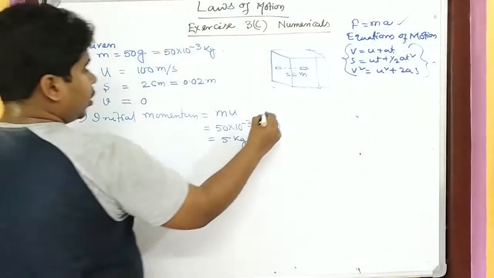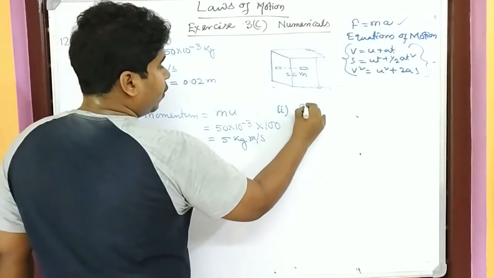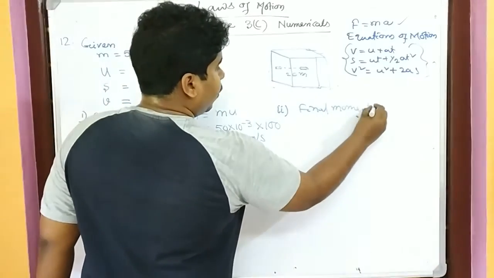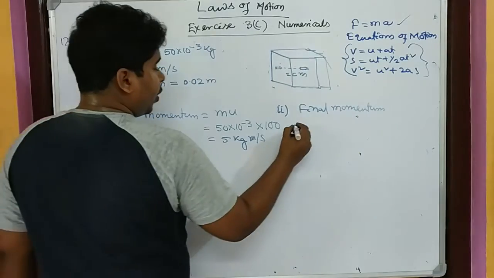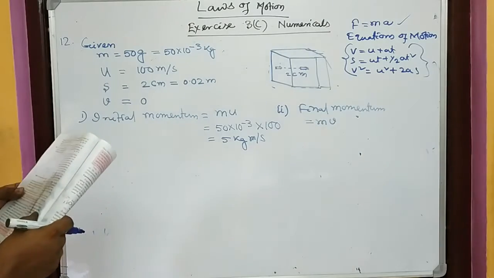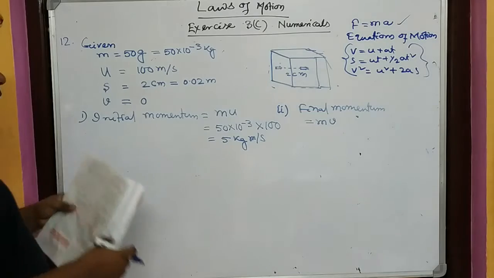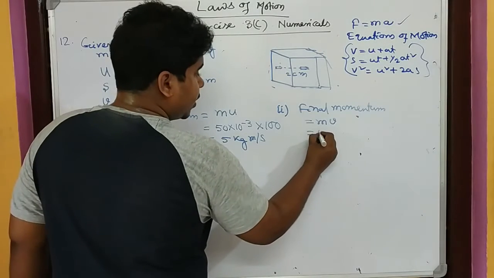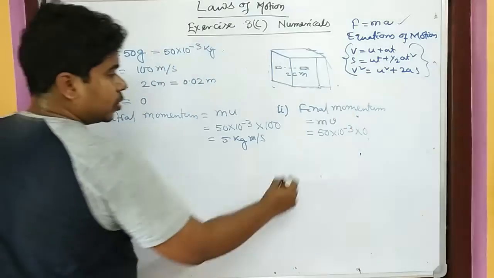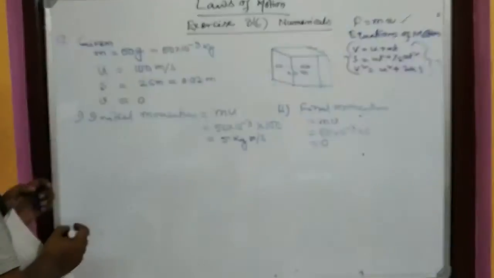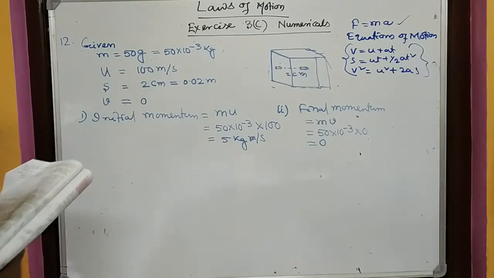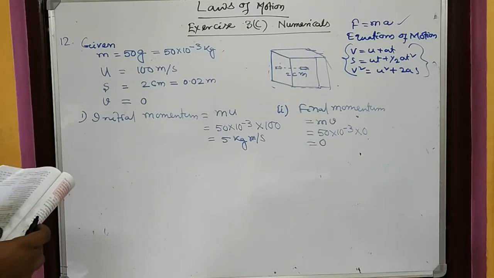Now we'll go for number 2, final momentum. What is the value of final momentum? Final momentum is equal to m into v, right? Mass is the same, 50 into 10 to the power minus 3, but v is 0. So final momentum is also 0. Next question.